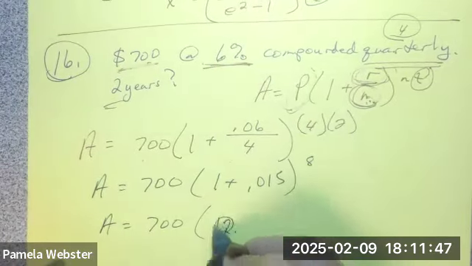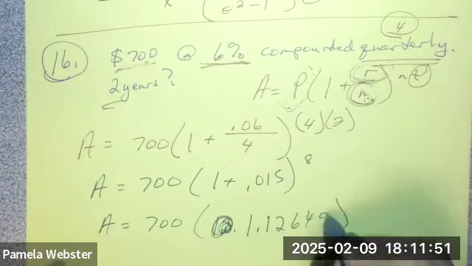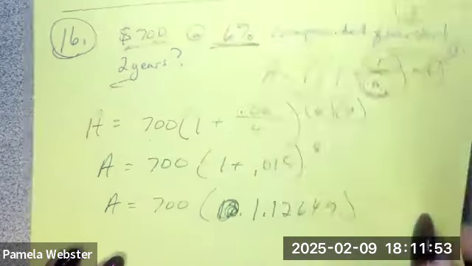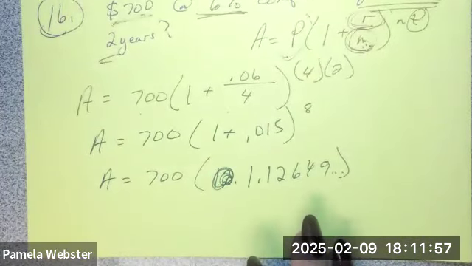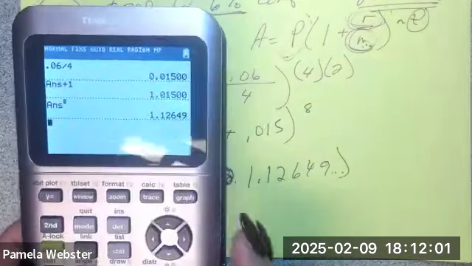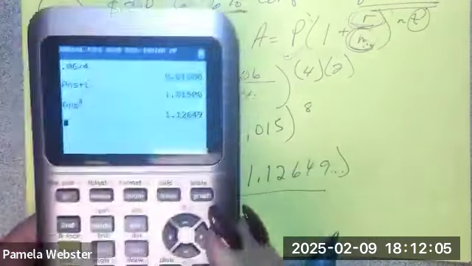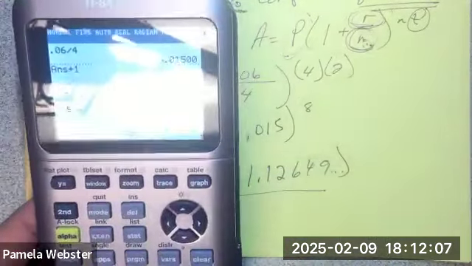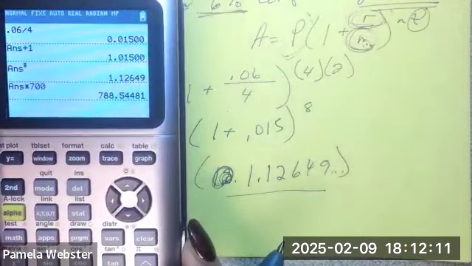1.12641. I'm sorry. 1.12649. Okay. And actually it keeps going. If your calculator goes more decimals than mine, that's fine. You don't have to write them all. Just keep the decimal in your calculator so that now we can say all of that stuff times 700. And that way I'm not going to have rounding errors, right? Or not as many at least.